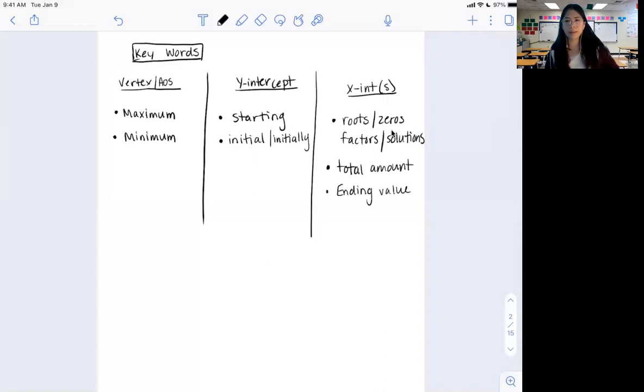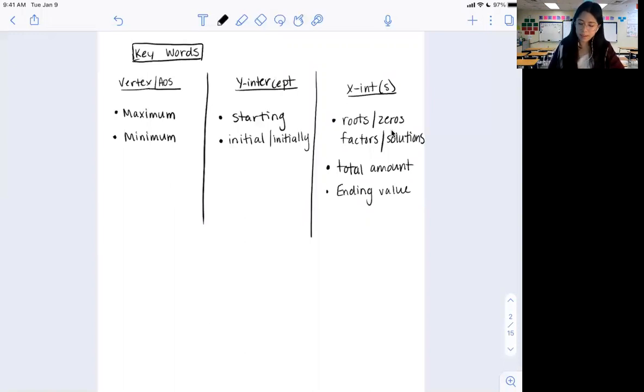Kind of like always think about where it ends. So it starts at the y-intercept, it's going to reach the minimum or the maximum at the vertex, and then it's going to reach the end or the total at the x-intercept. So those are pretty good keywords. If we find any others throughout today's lesson, we can go back and add them to these lists.